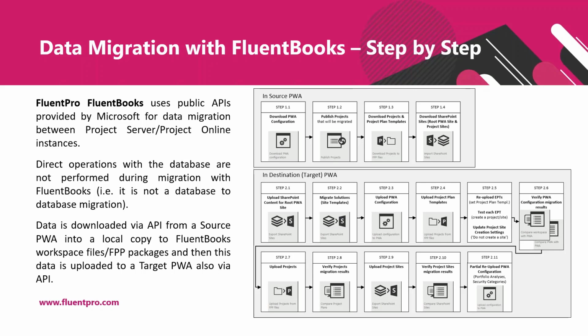Then projects and project plan templates will be downloaded into FPP files, and SharePoint sites like the root PWA site and project sites will be downloaded to FluentBooks workspaces using Import SharePoint Sites. It is possible for project plans and for SharePoint sites to do a selective download and to download only those items that you would want to migrate.